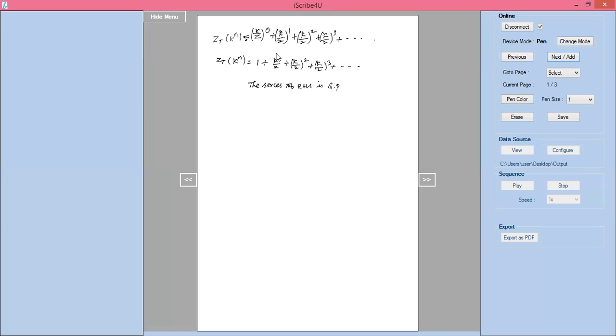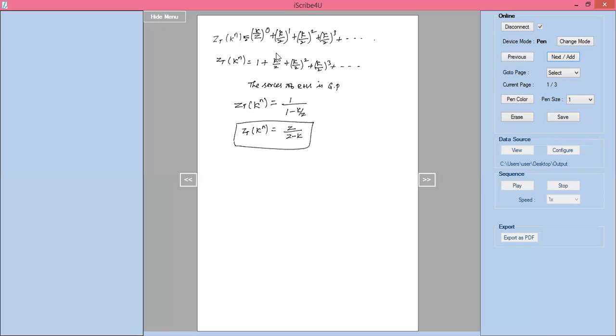It is in GP. So now we will write this one by using that formula. Z transform of k power n equal to 1 divided by 1 minus k by z. If we simplify this, we'll get z divided by z minus k. This is the formula for Z transform of k power n.